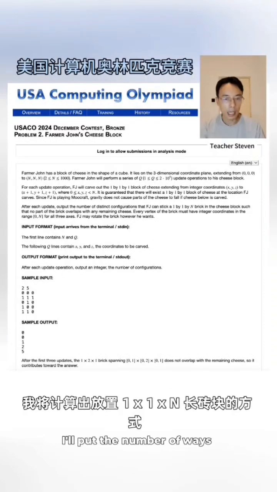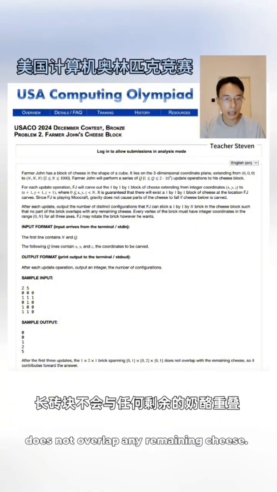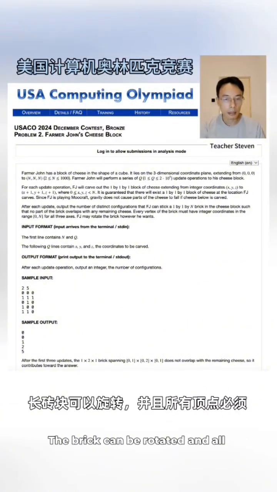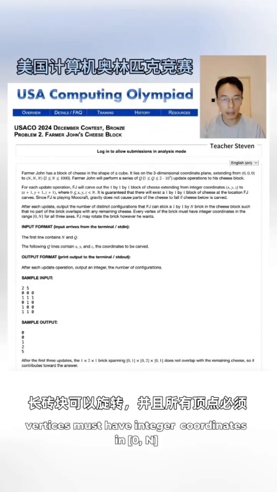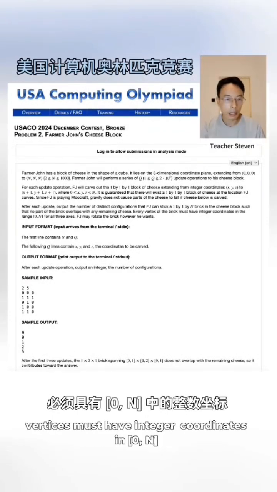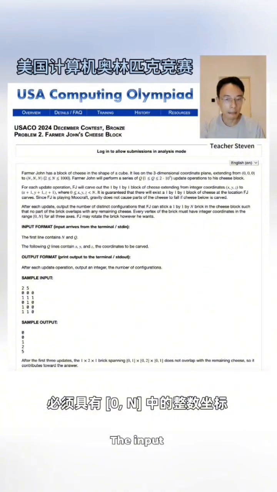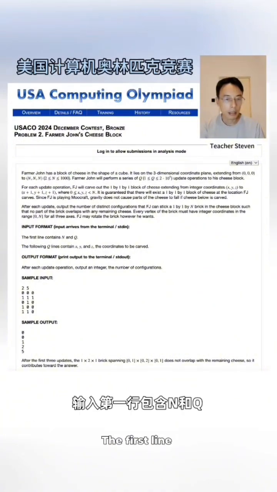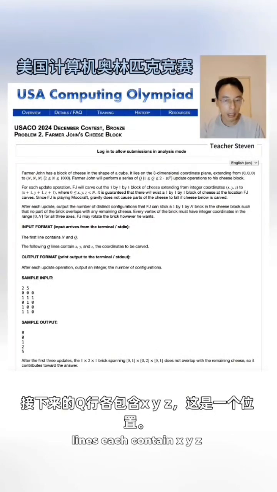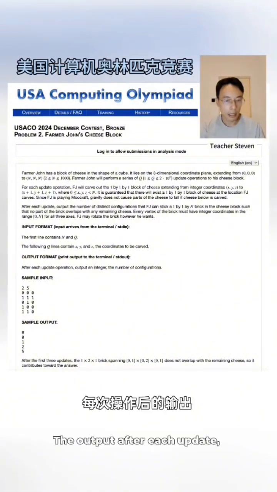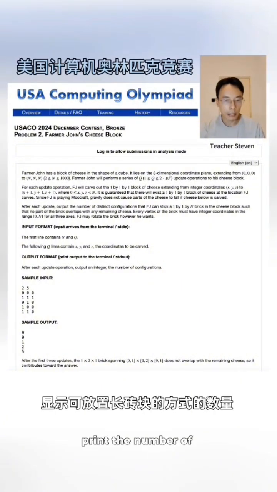After each update, output the number of ways to place a 1 by 1 by n brick in the cheese so that it does not overlap any remaining cheese. The brick can be rotated and all vertices must have integer coordinates in 0 to n. The input: the first line contains n and q. The next q lines each contain x, y, z, which is a point. The output after each update prints the number of configurations for the brick.